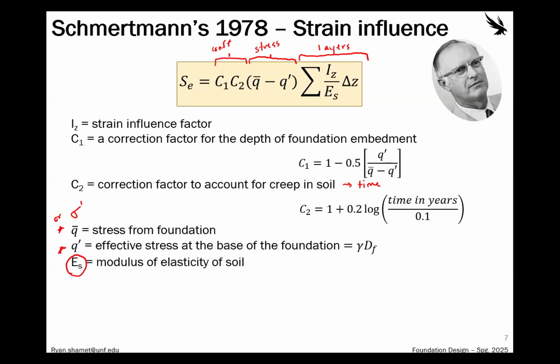So let's focus on the influence factor. That's going to be the hardest thing to find because this is going to be site dependent. Our q bar is the stress from the foundation. So that's the structural loading divided by the area. So the structural load of our footing, or sorry, the structural load of the column or whatever, divided by the area of the footing. And then our effective stress at the base of the foundation, that's our gamma times our depth of footing. And I'll illustrate it on the next slide here.